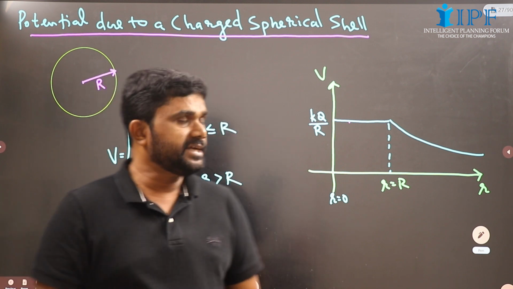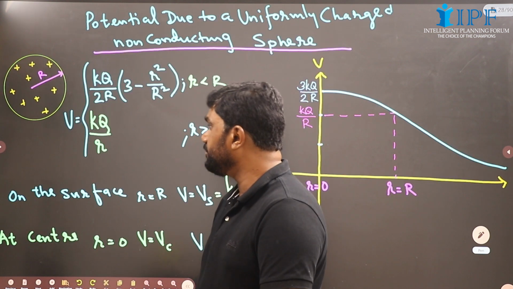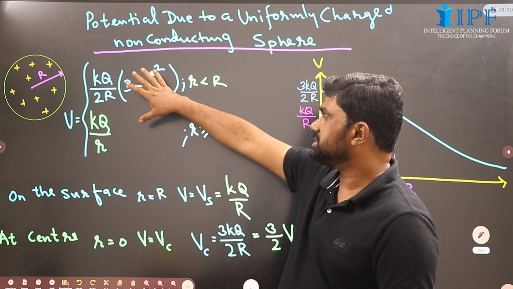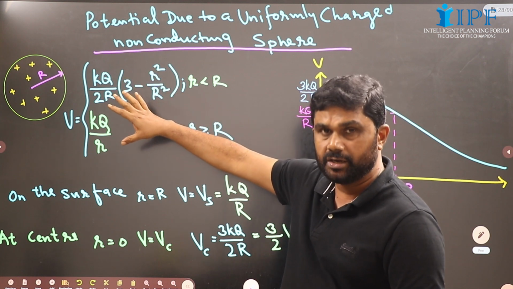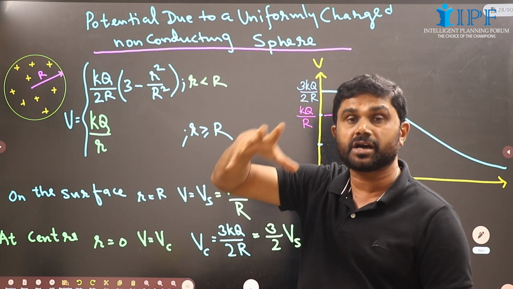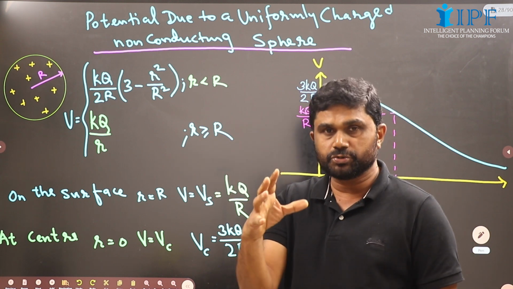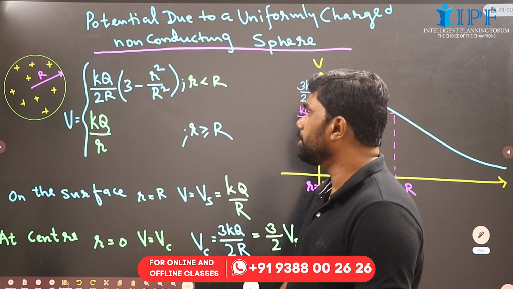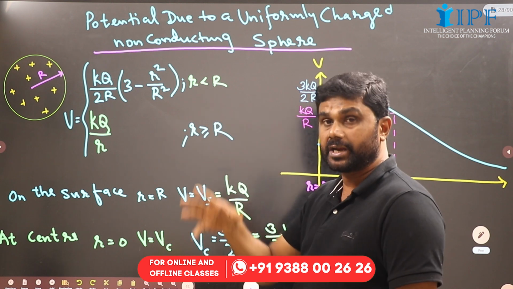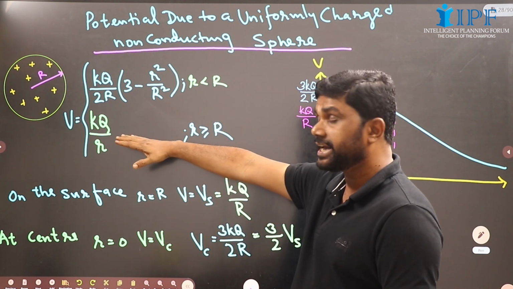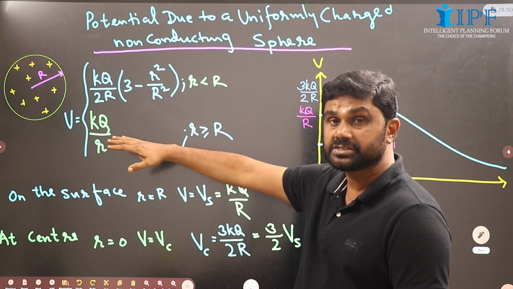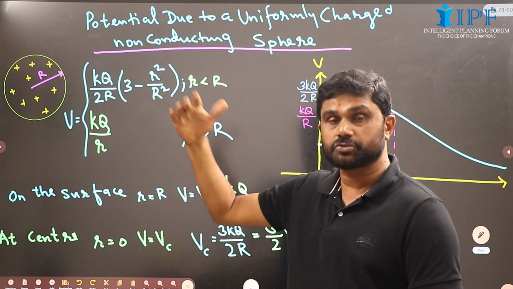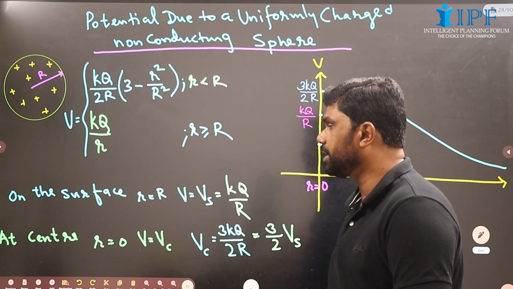Now let us see the potential due to a uniformly charged non-conducting solid sphere. This is the expression for the potential due to a uniformly charged non-conducting solid sphere. Charge Q is distributed uniformly over the volume of the sphere. This is the expression for potential when small r is less than capital R, meaning inside the sphere, and this is the expression for potential when r is greater than or equal to the radius of the sphere, meaning on the surface or beyond. It is KQ divided by r.